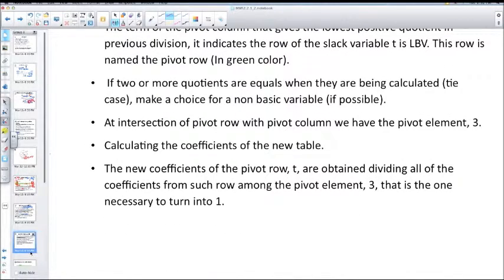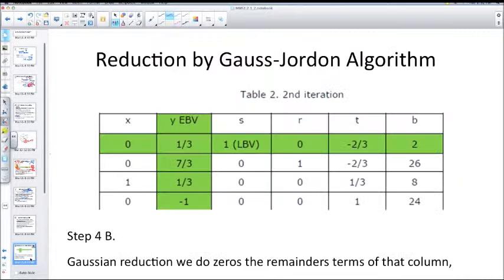So now what's next? See the next step, this pivotal 3, I divide by 3. That's how I got 1/3, 1/3, 8. And this one, that's not a change. Remember, original 24, now it's 8.